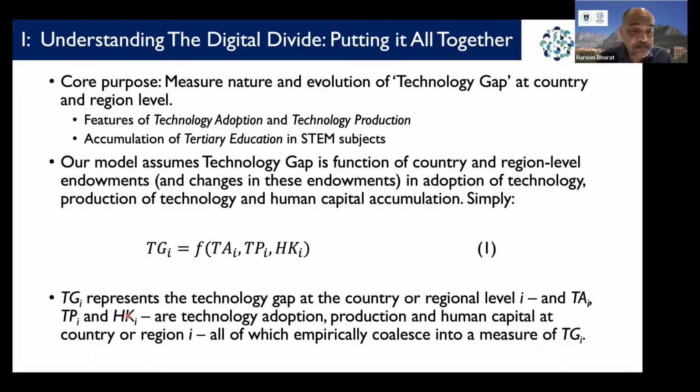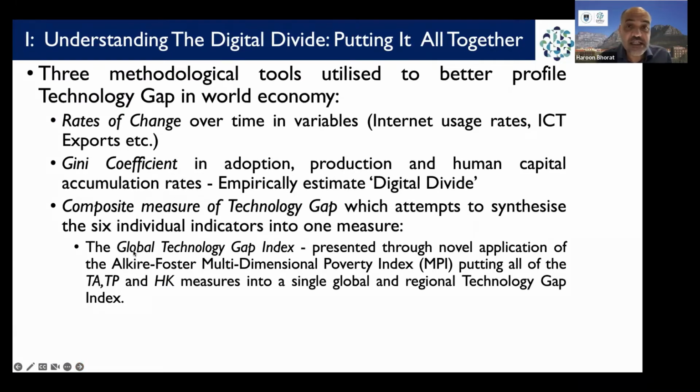technology gap. So what I'm now going to do, just so you can understand the procedure, is take you through those three components: technology adoption, technology production, and human capital, sequentially. But I need to get you into the guts of the data, and in order to do that, I'm going to simply do rates of change. So look at how internet usage or ICT exports and imports have changed over time at the regional level. You'll see the data now.